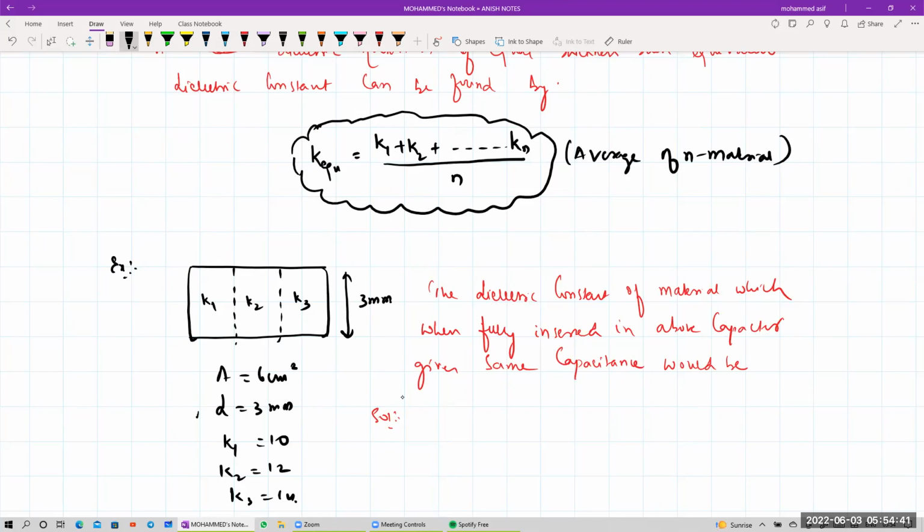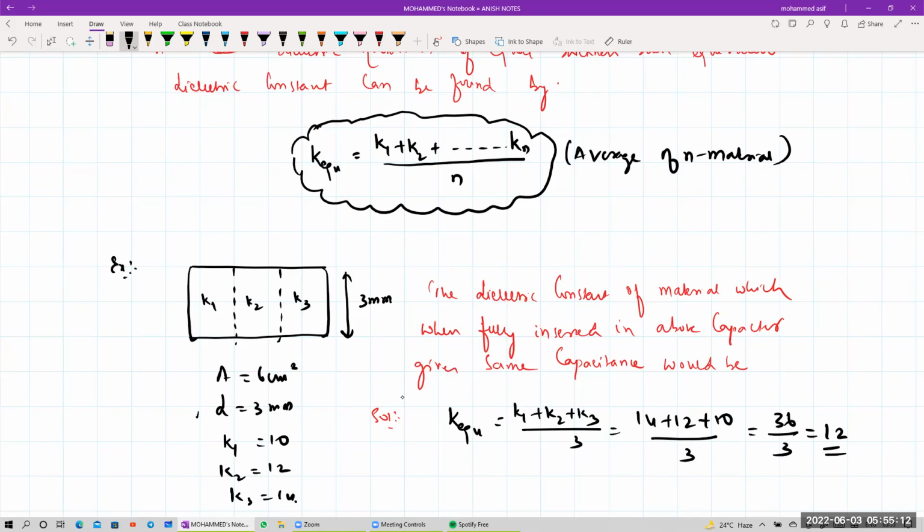First calculate K equivalent. So K equivalent will be equal to K1 plus K2 plus K3 divided by 3. One line answer: 14 plus 12 plus 10 divided by 3. So it will be equal to 36 divided by 3, 12.